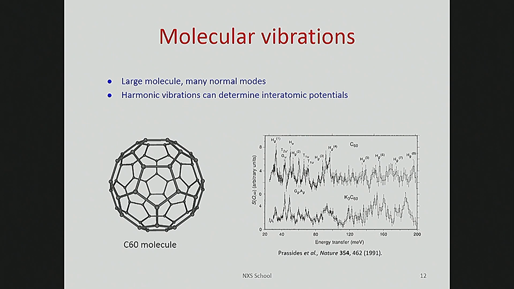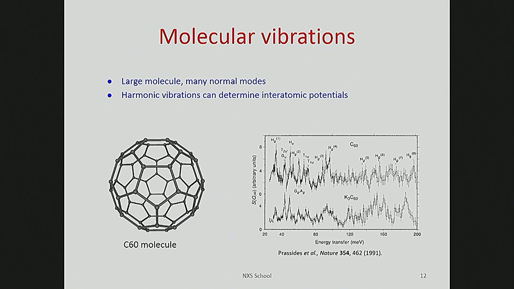So if you have a solid which is really better thought of as being made up of a collection of molecules, then the molecules themselves can have vibrations and librations and rotations and excitations that are kind of internal to the molecule. And those can be studied, and they can be quite complicated. So this is a spectrum taken from buckyballs, which are C60. Okay, and you've got all these different types of molecular vibrations and rotations and such.